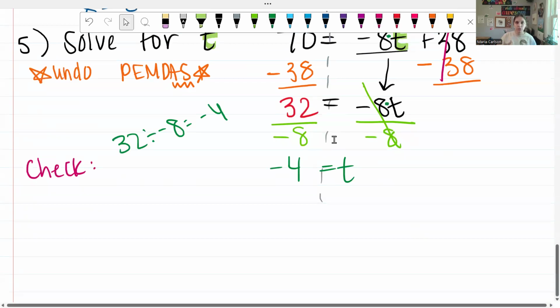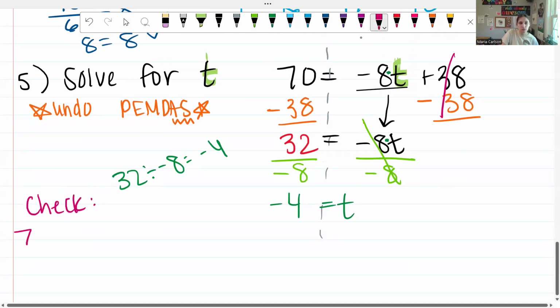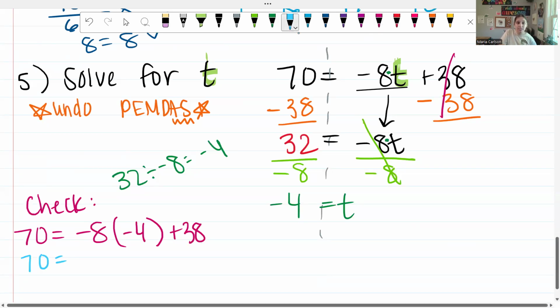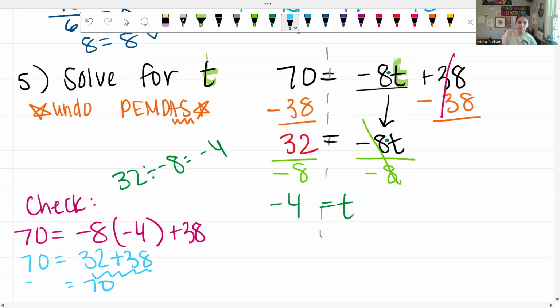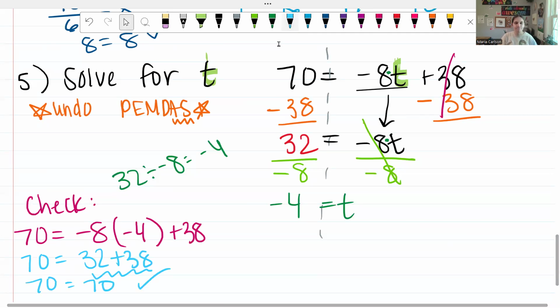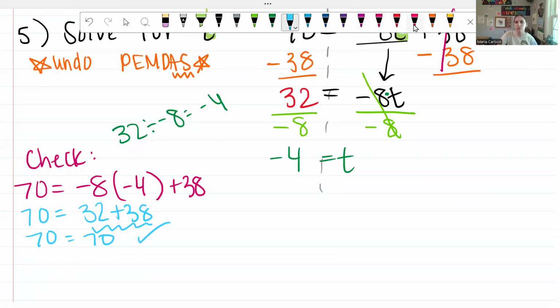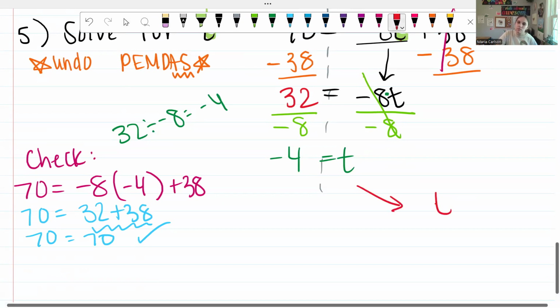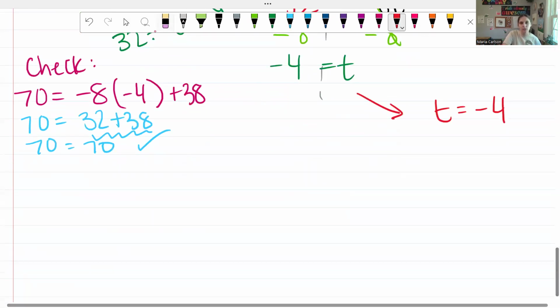So our original equation was 70 equals negative 8t plus 38, and we said t was negative 4. Looking at this equation, we have 70 equals negative 8 times negative 4 is positive 32 plus 38, and 32 plus 38 does give me 70. So this equation is true if negative 4 is equal to t, or t is equal to negative 4. All right, one more, last one. Thank y'all for hanging in there.